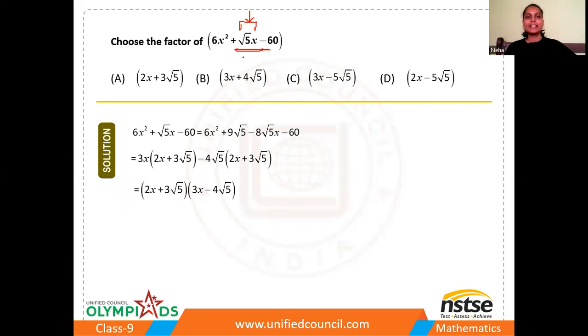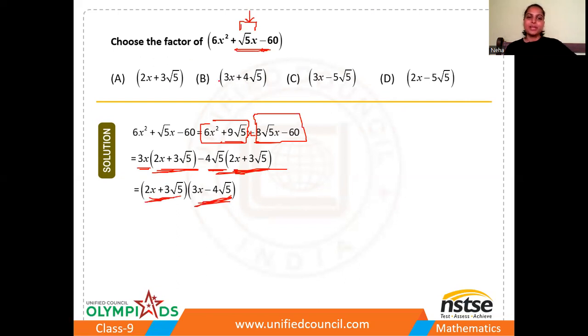So root 5x here I can write as 9 root 5 minus 8 root 5. 9 root 5 minus 8 root 5 is root 5. Correct? Now I have the first two terms and the last two terms. From the first two terms I can take 3x as common, so this will be the remaining term, and here I can take 4 root 5 as common. So this will be the remaining term. Now these two terms are the same, so I can take it common, and this is it.